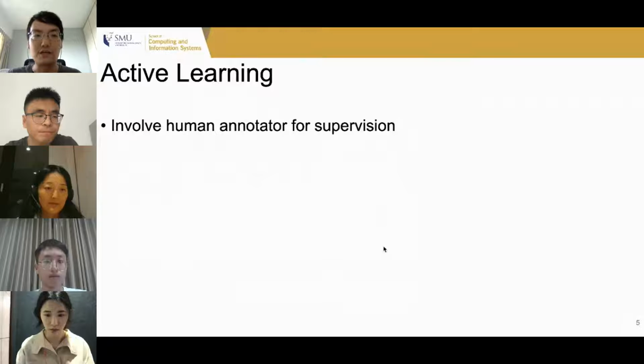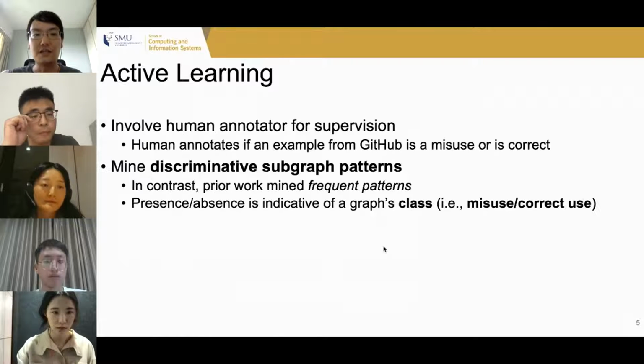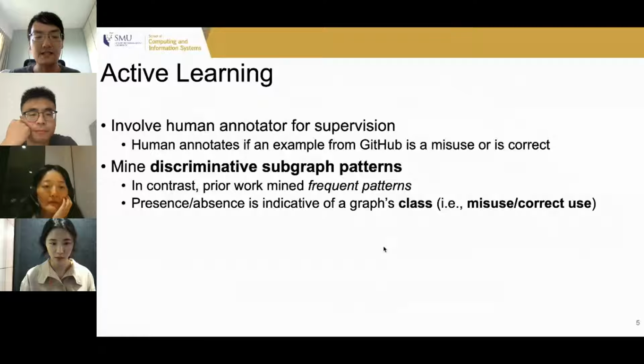So in this work, we try to overcome this problem by transforming the task into a supervised machine learning task. And we involve a human annotator for supervision. So a human annotator would label if an example from GitHub is a misuse or is a correct usage. And given the labels on the examples, we can then mine discriminative subgraph patterns, which, in contrast to previous work, which mines frequent patterns. Discriminative subgraph patterns are patterns whose absence or presence would be indicative of a graph class, in this case, whether it's a misuse or a correct usage.